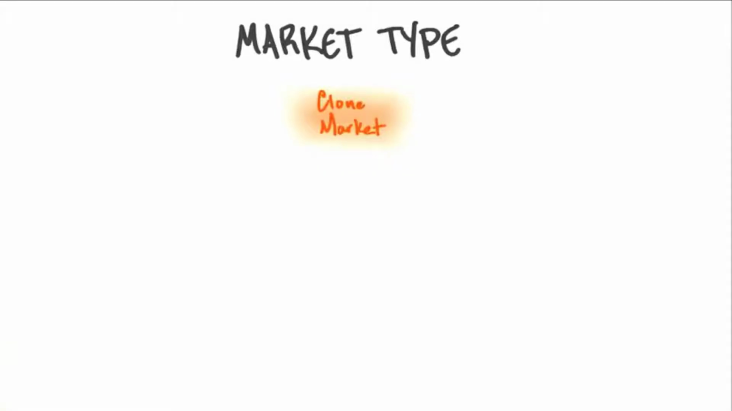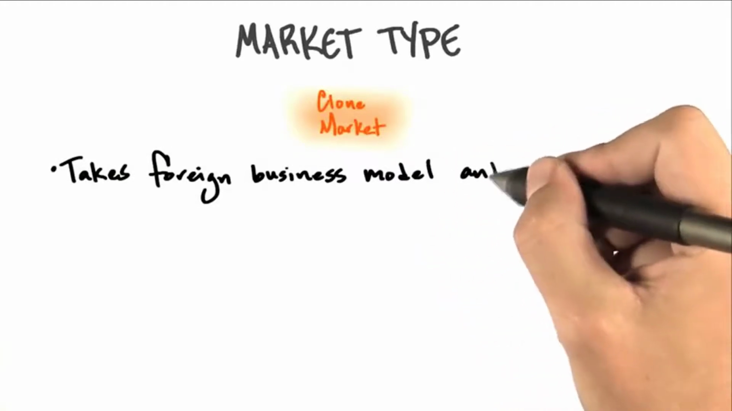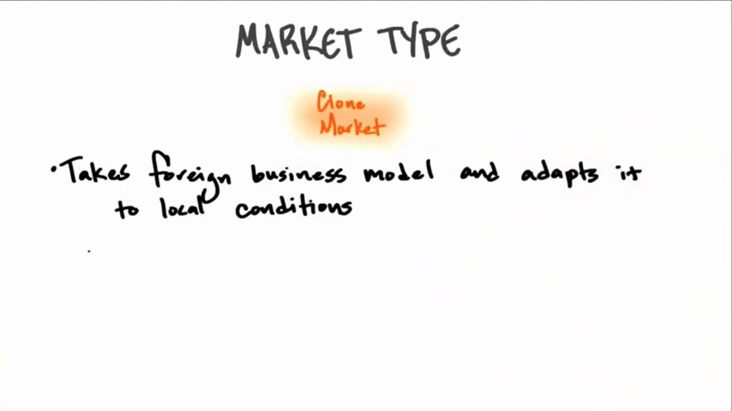So let's take a look at the last type of market. That's the clone market. This takes foreign business models and adopts them to local conditions. What's a foreign business model? Typically right now, a foreign business model is one that's occurring in the U.S.